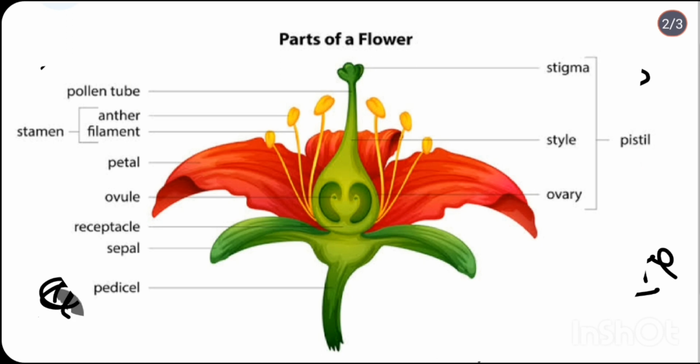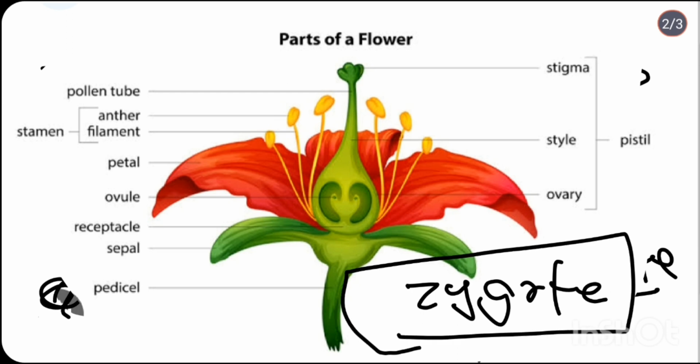प्लीज़ आप लोग zygote and cotyledons में कंफ्यूज मत होइए. अगर आपको cotyledons याद नहीं हो रहा है तो cotyledons को आप अभी के लिए स्किप कर सकते हैं. आप सिर्फ zygote को याद रख सकते हैं. You can only remember zygote because zygote is the main part of fertilization.